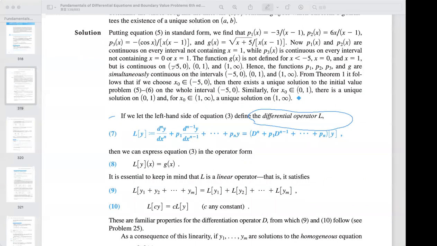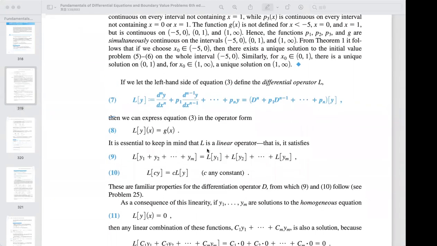Let me activate the pen. So sometimes I will just write Ly equals g. That will be the simplest form. Okay, let me erase this. Remember, the differential operator here is linear.